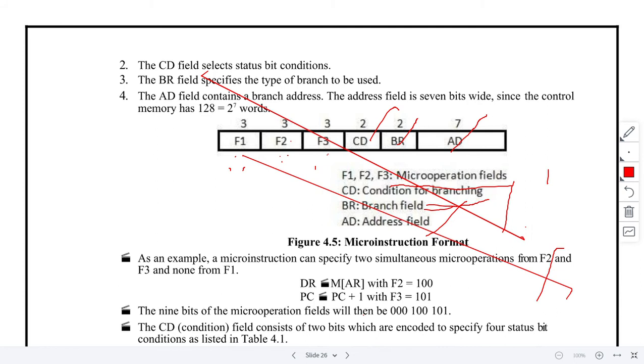Then the conditional field consists of 2 bits which are encoded to specify 4 status bit conditions.